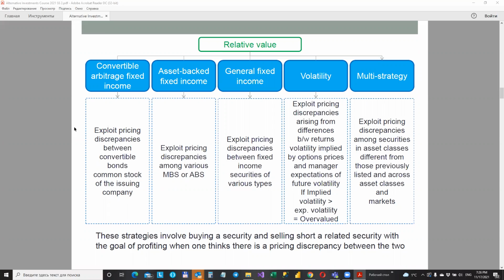And the multi-strategy. These strategies trade relative value within and across asset classes and instruments.